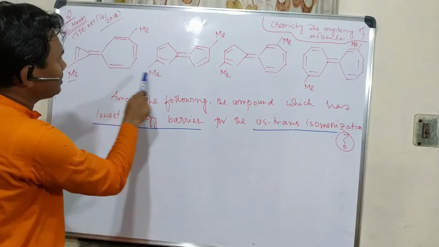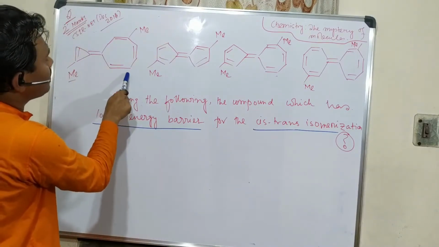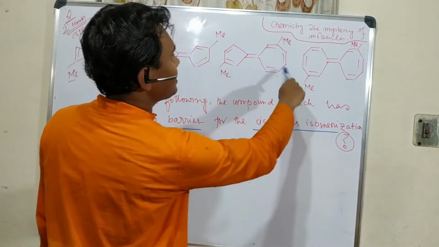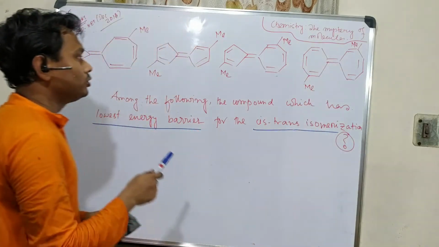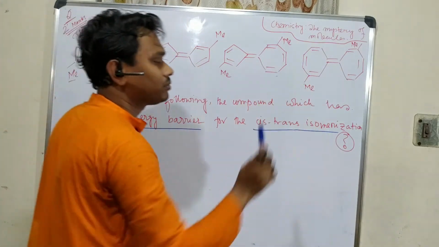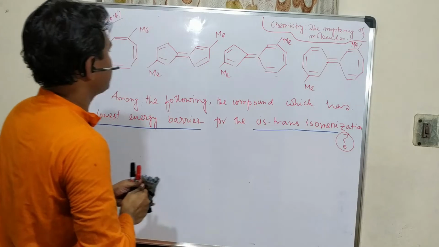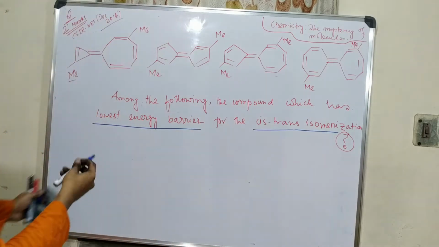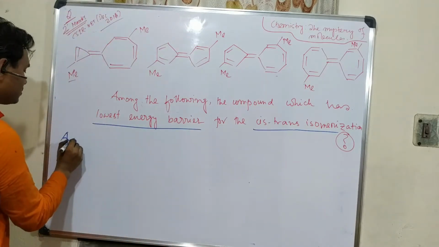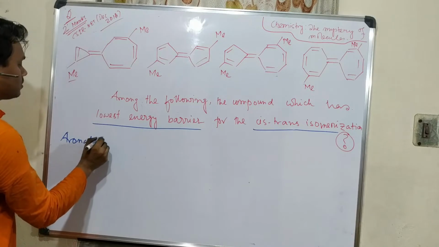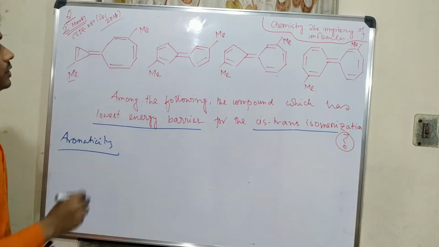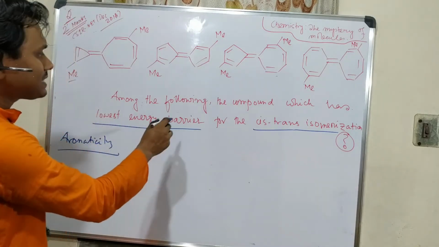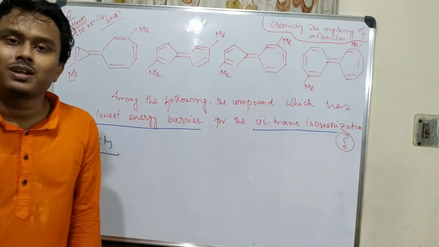See, every compound is conjugated, planar, and contains some number of electrons. So first, this should be related to aromaticity. Second point, they are asking about the lowest energy barrier for cis-trans isomerization.